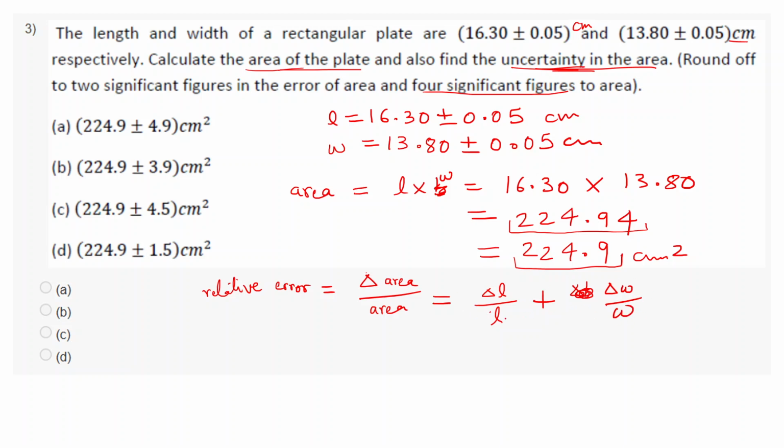This we had discussed in last week's session. So what we'll get is the relative error in area, it will be given by this delta L, the delta L is 0.05 and the actual value is 16.30, plus the error in width is 0.05 and the actual width value is 13.80. So what will it become? 0.05 divided by 16.30.